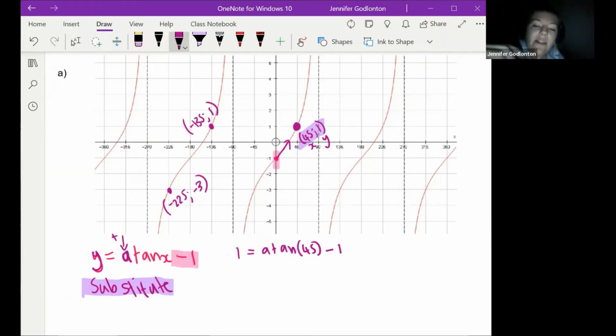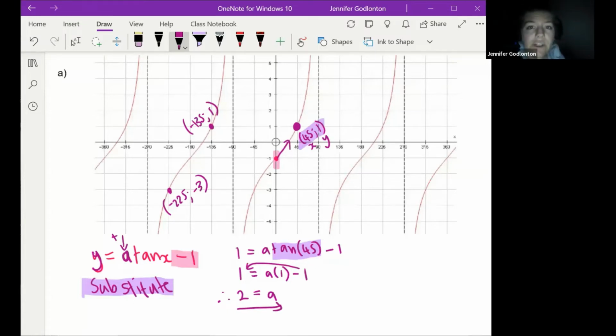Okay. Then we're going to just do this step by step. So I'm going to put tan 45 into my calculator, and I'll get the value of 1. So I'm going to get 1 is equal to a times 1 minus 1. I'm going to move that 1 over. So 1 plus 1 is equal to 2. And a times 1 is just equal to a. And that just gives me my answer for a.